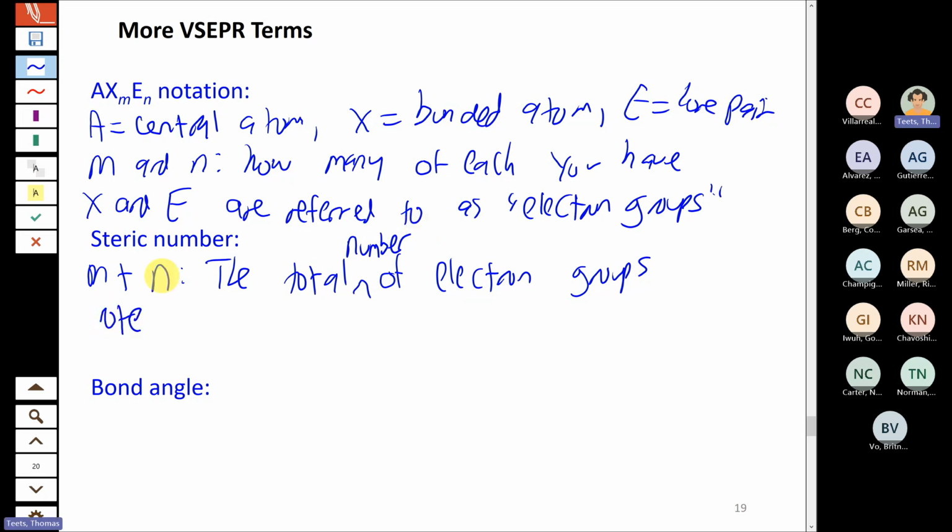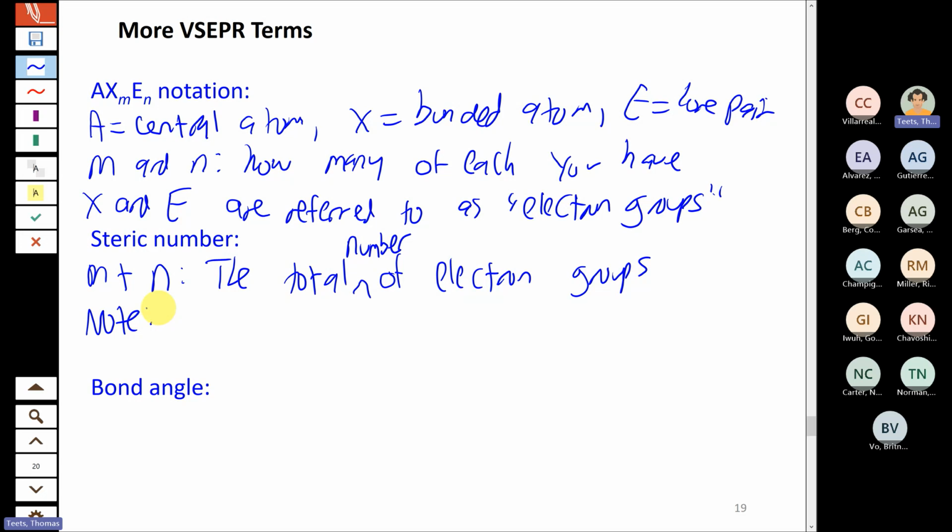One nice thing about the VSEPR approach: when we introduced Lewis structures, we spent some time discussing how to determine what the bond order is. Are these two atoms bonded by a single bond, a double bond, a triple bond? We had to satisfy the octet rule, minimize formal charges. There's a whole laundry list of things we had to do there.